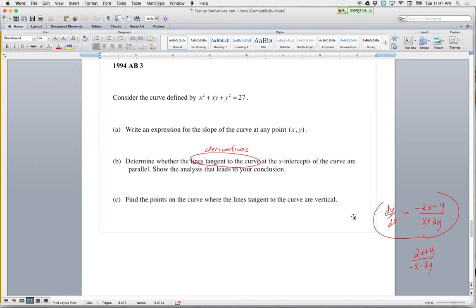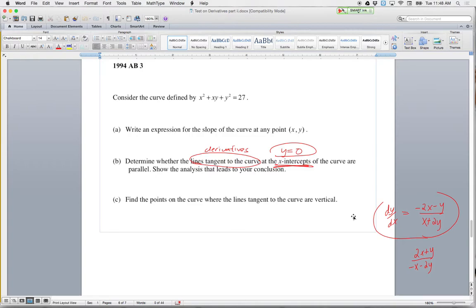Okay, there's something new. What does it mean to be an x-intercept? y equals 0. That's huge. This problem got a lot easier, because we're saying y has to equal 0 when we're talking about these tangent lines. Now they discovered something that I didn't even think about. I'm going to show you what they discovered. Of the curve, so I'm going to determine whether the derivatives at the x-intercepts, so when y is 0, are parallel. In other words, I want to see when y equals 0, are the slopes going to be parallel.